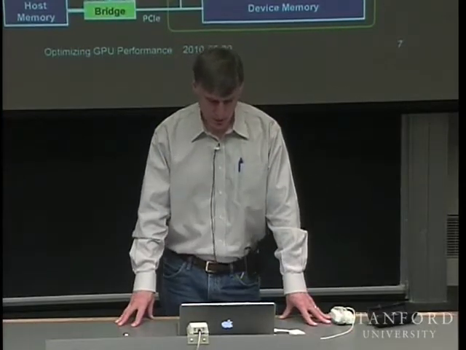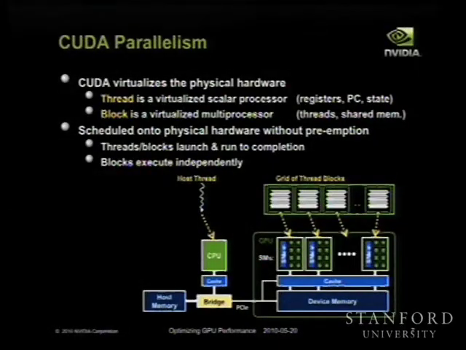Okay, so the biggest thing that people do that means they don't get great performance is they forget that there's just a whole lot of parallelism in these machines, and it's easy to forget because CUDA virtualizes the amount of physical hardware you have, and CUDA basically creates virtual threads and virtual blocks. And if you think about it, a thread in CUDA is really a virtualized scalar processor. And a thread block is really a virtualized multiprocessor. And it's a combination of the hardware doing this and the CUDA software doing this. There's actually quite a bit of hardware support for this.